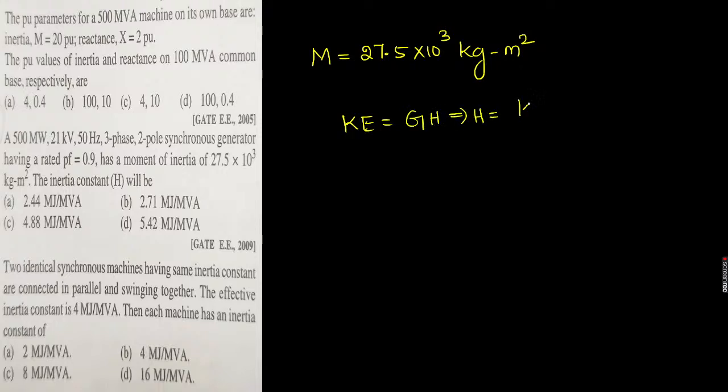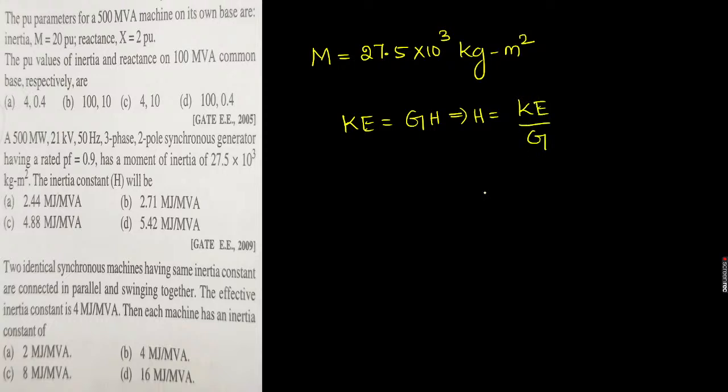First of all, what they have given is the moment of inertia. Moment of inertia is given as 27.5 into 10 power 3 kilogram meter square. From this, how will you calculate the inertia constant H? We know kinetic energy can be defined as MVA rating into inertia constant H. From this I can say inertia constant H can be calculated as kinetic energy divided by G.